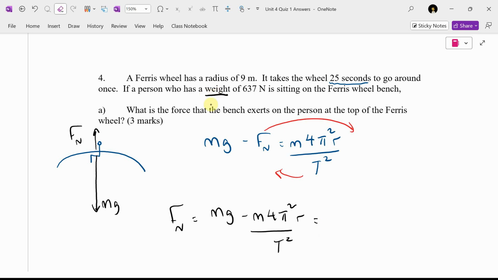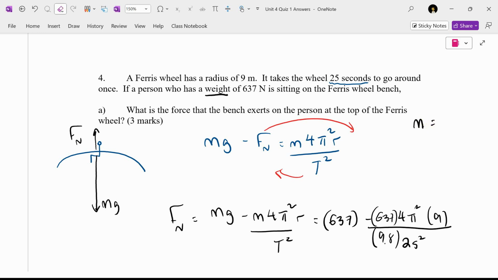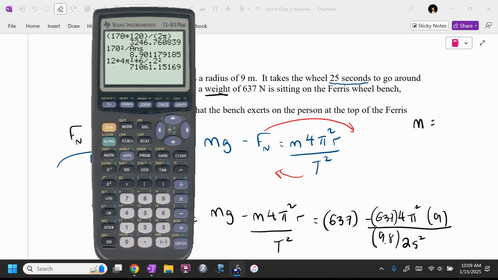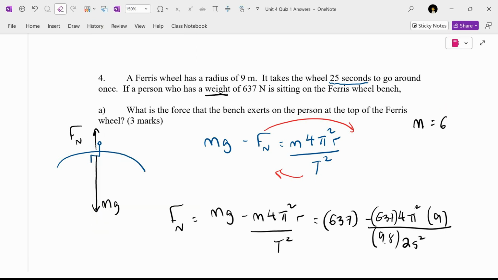M. Ooh, they didn't give me the mass. They gave me the weight. Well, you know what? That's mg, minus. Now, I have 4 pi squared, I have r, 9, and I have 25 squared. How can I put m here? I was really lazy. I said, you know what? m is going to be 637 divided by 9.8. I just did it in one step. You could have somewhere in the margin gone m equals 637 divided by 9.8. Did I get 65 kilograms?